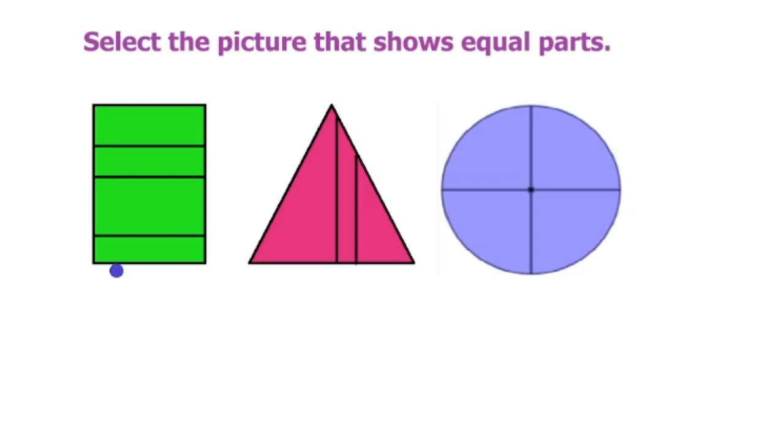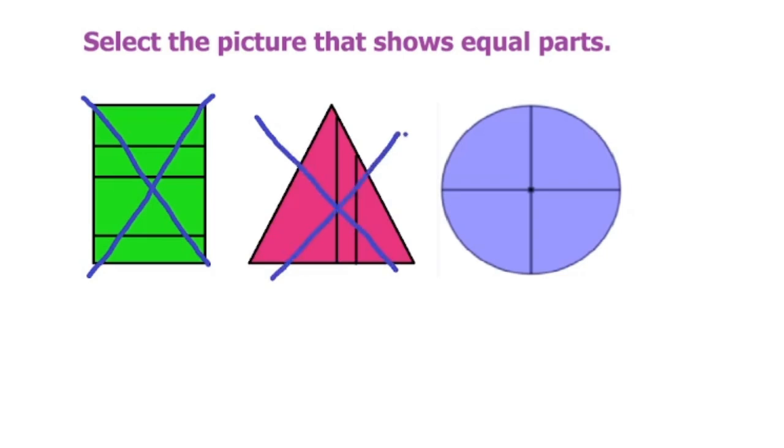All of these are different sizes. So we know that we could cross that one off. We know that this does not show exact equal parts. Now let's look at the triangle. This triangle also is not divided into exact equal parts. These are all different sizes. So we know that we could cross this one off.